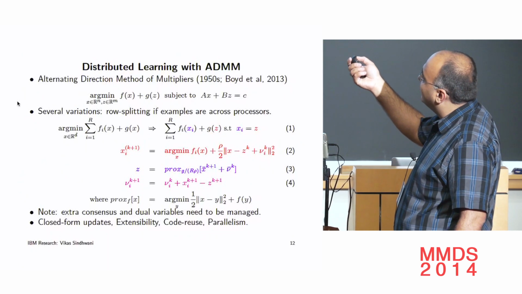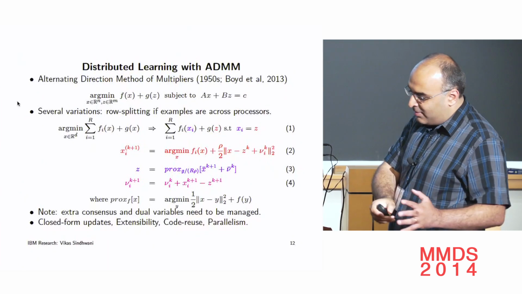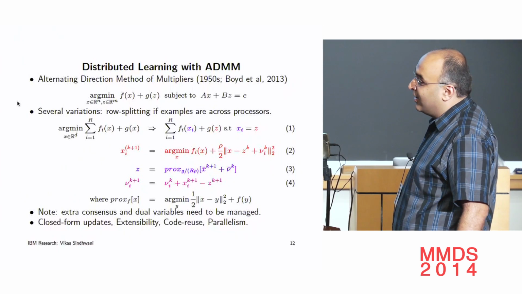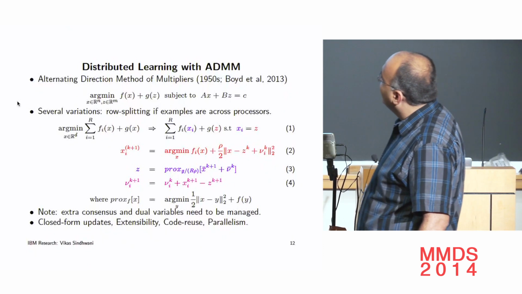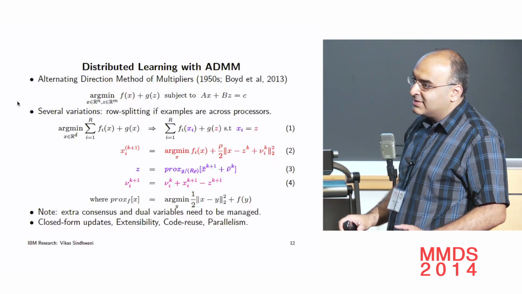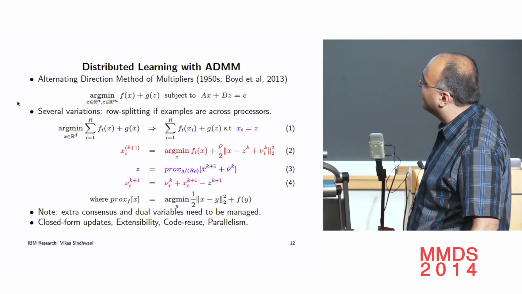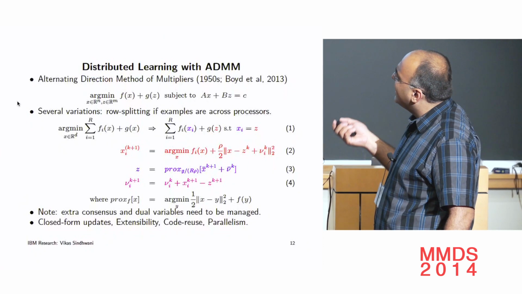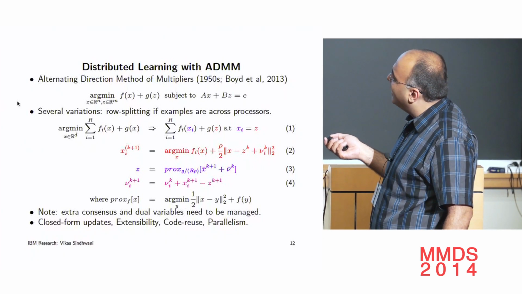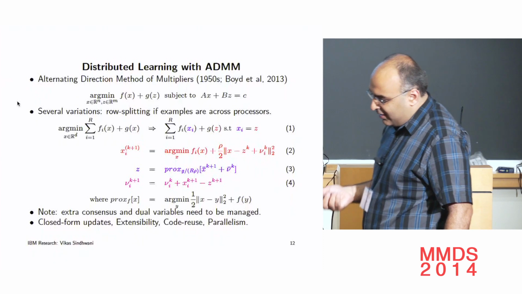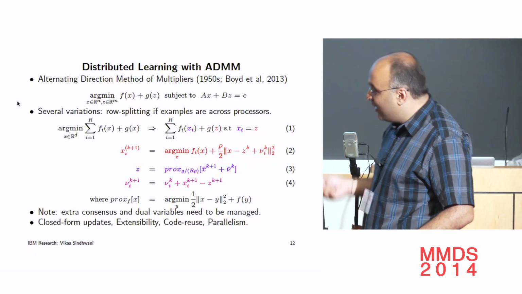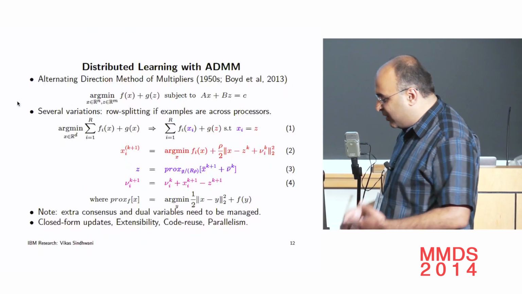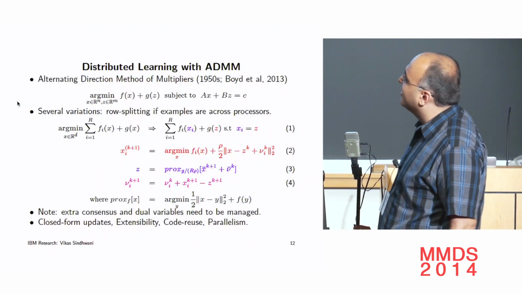So one thing to note here is when you go from an original problem of interest to an ADMM formulation, you're introducing extra consensus variables and dual variables, and you have to be very careful to manage this extra baggage that comes along. But ADMM is very appealing because of closed form updates. This prox operator, for the L1 norm, turns out to be just soft thresholding, or for the SVM there are closed form updates, very simple update rules that show up.